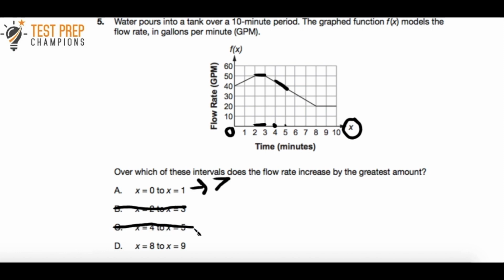Okay, so lastly, we check D. And D is the interval between 8 minutes and 9 minutes, right? So we want to look at what's going on with the flow rate between 8 and 9 minutes. And so again, the graph is flat here, so there's no change going on here. So the answer is A.